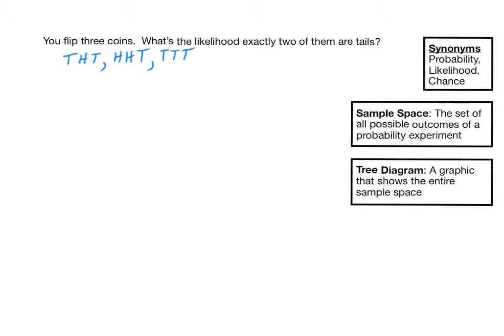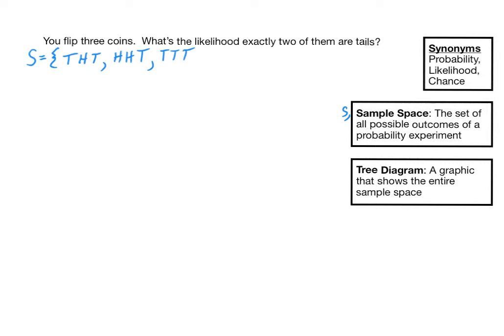So what we need to understand to be able to figure out what the likelihood of getting exactly 2 tails when you flip 3 coins is the idea of sample space. The sample space of a probability experiment is the set of all possible outcomes. So what we've started to generate here, and this bracket is what people use to denote a set, we've started to generate the sample space. Let's just call it S. So we'll use S to represent sample space.